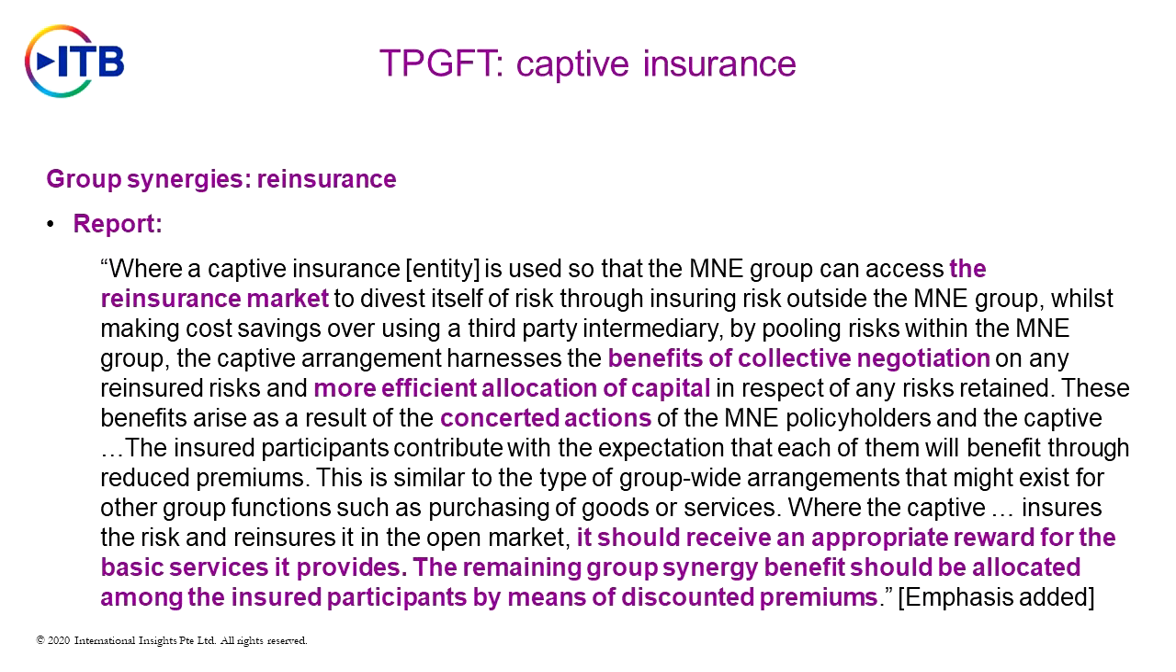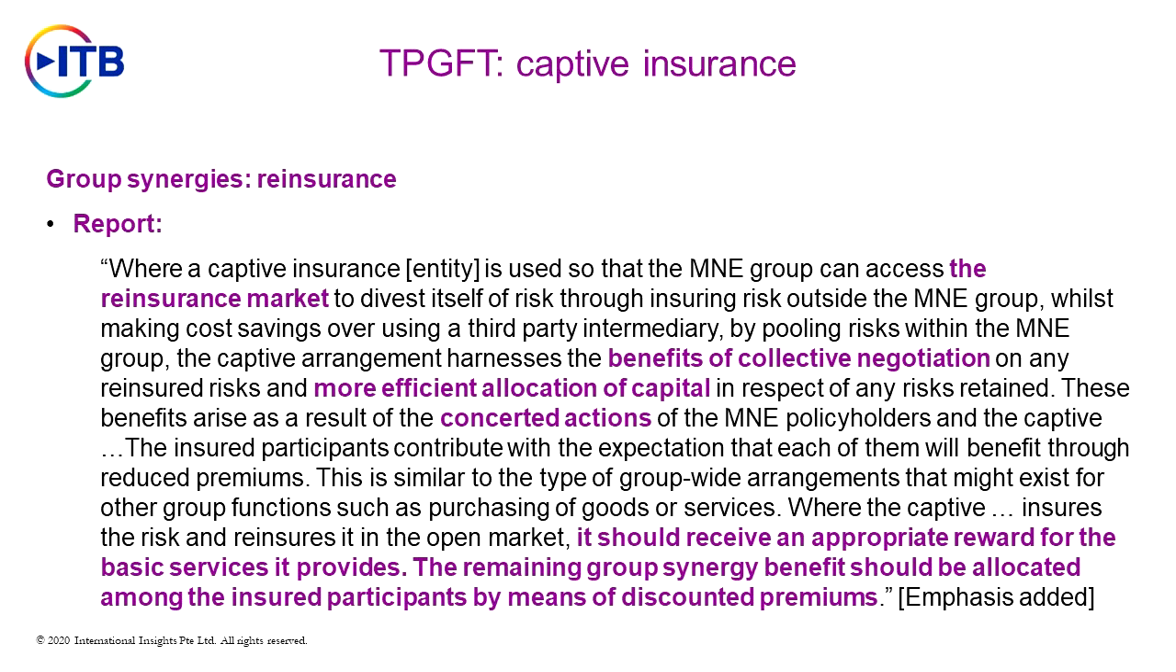The report addresses the issue of group synergies with captive insurance. Where a captive insurance entity is used so that the MNE group can access the reinsurance market to divest itself of risk through insuring risk outside the MNE group, whilst making cost savings over using a third-party intermediary, by pooling risks within the MNE group, the captive arrangement harnesses the benefits of collective negotiation on any reinsured risks and more efficient allocation of capital in respect of any risks retained.